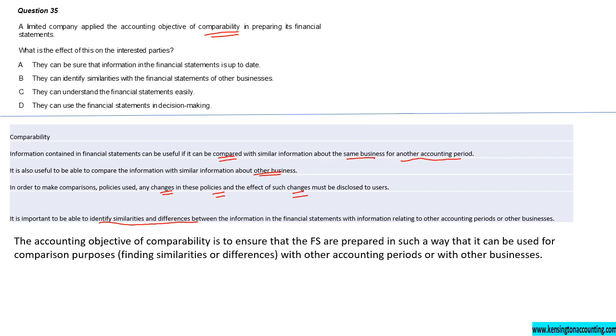It is also noted that it is important to identify similarities and differences in the financial statements so that users can make better judgments. Now, coming back to our question, what is the effect of this on interested parties? A, they can make sure that information is up to date. No, that's nothing to do with comparability. B, they can identify similarities. That's right. So, this is a good answer. It's about identifying similarities between businesses to make comparison. C, to understand financial statements easily. No, that's not comparability. Lastly, they can use financial statements in decision making. That's nothing to do with comparability. Therefore, the correct answer is A.